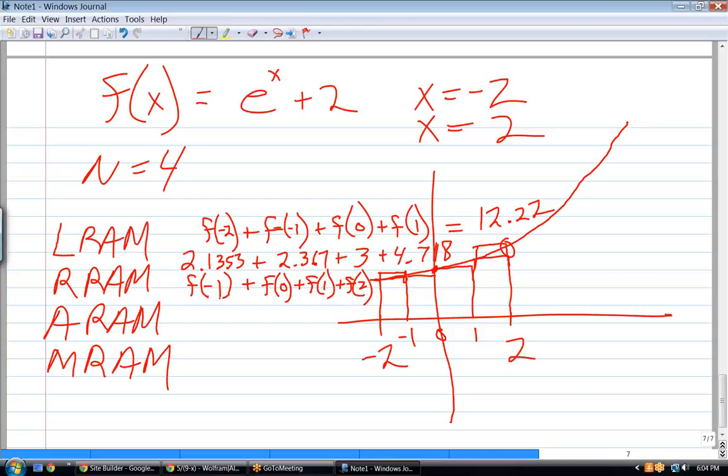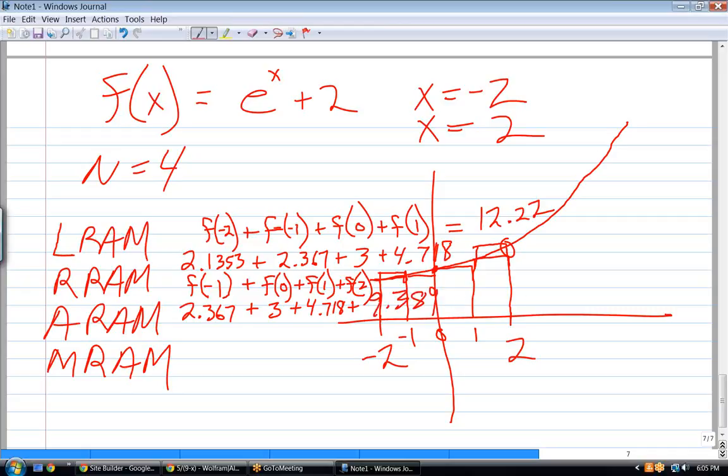So let me just substitute. We got 2.367 plus 3 plus 4.718 plus f of 2. What is that? What's e squared plus 2? It is 9.389.